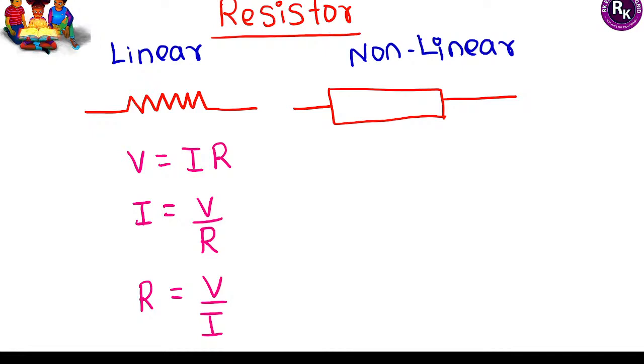So the next one, let us discuss the types of elements that we use in our circuit theory, and of course in our entire electrical engineering. Let us start from the beginning. The first one is the resistor. We know there are two types of resistor: one is linear resistor, another one is non-linear resistor.